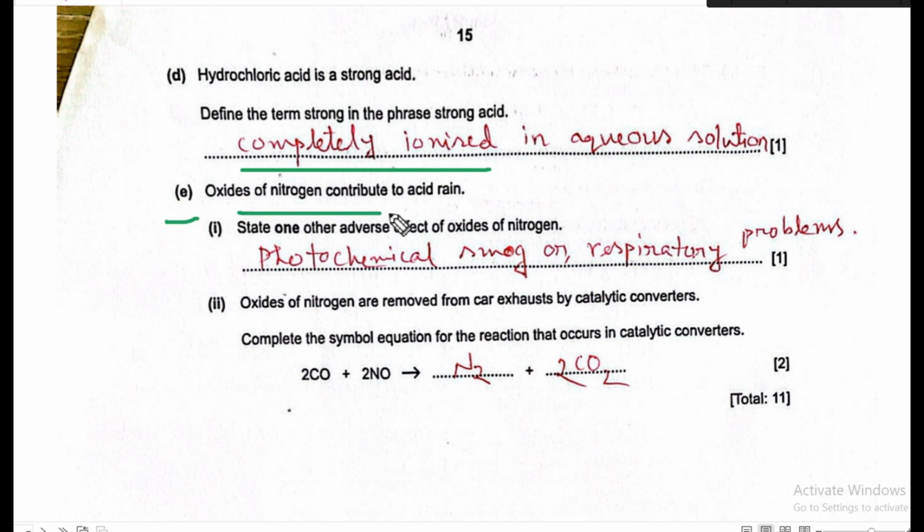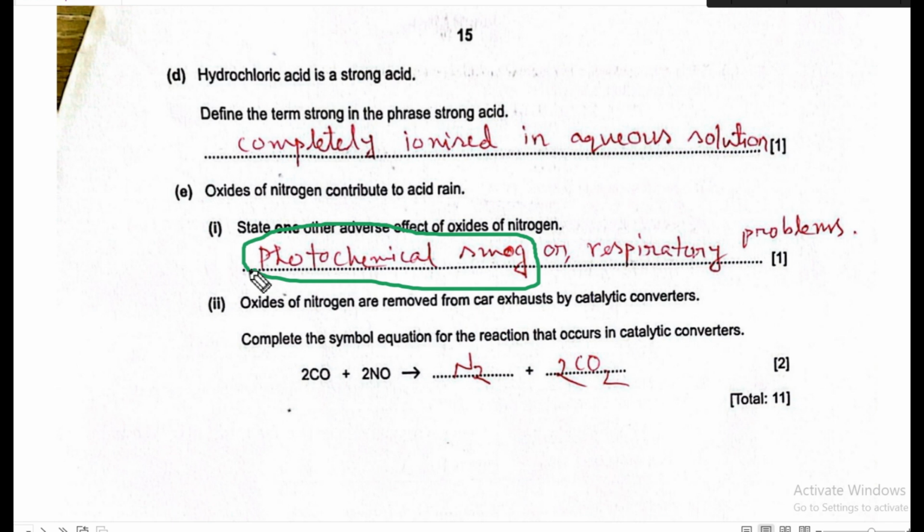E. Oxides of nitrogen contribute to acid rain. 1. State one other adverse effect of oxides of nitrogen. Photochemical smoke. Nitrogen oxide reacts with unburned hydrocarbon to produce photochemical smoke, or you can write respiratory problems. You also get the mark.